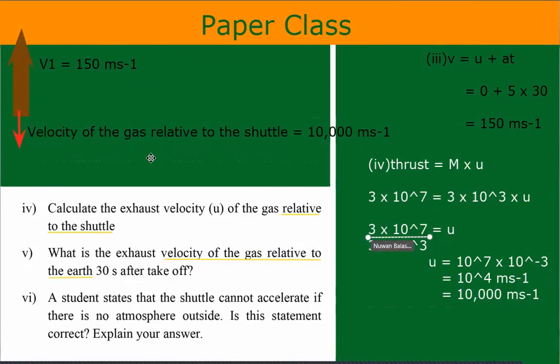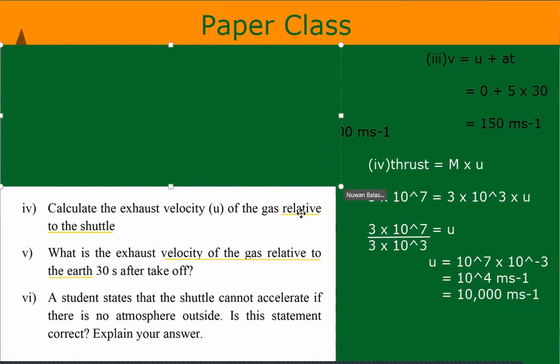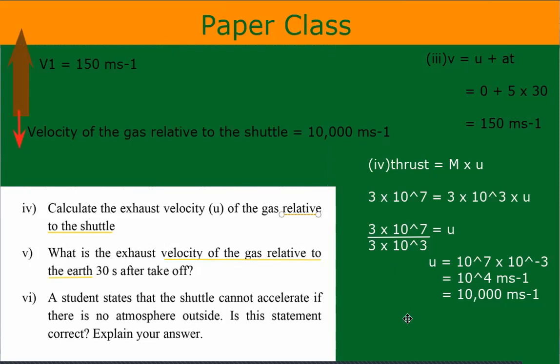According to that person, the velocity of the exhaust gas relative to a stationary man on the earth is said to be the velocity of the gas relative to the earth. Can you remember that point there?